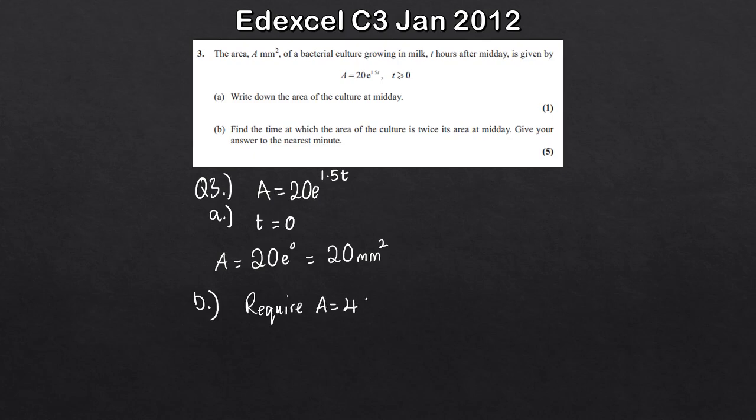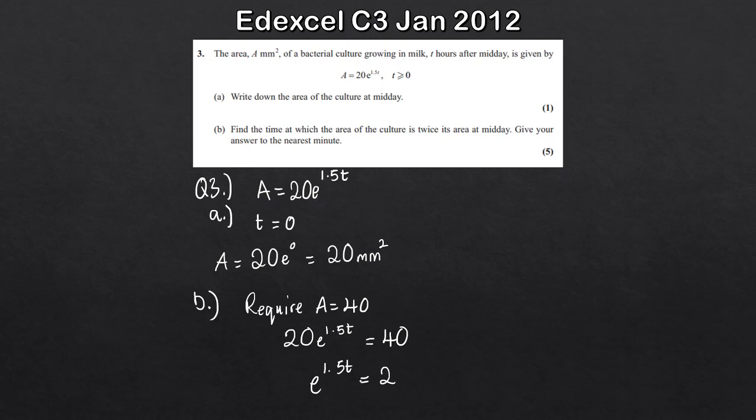So all I'm going to do now is use the equation that we've got and make it equal to 40. So that's going to be 20e to the 1.5t is equal to 40. Again, nice and easy. Divide through by the 20. So that gives me e to the 1.5t is equal to 2. 40 over 20 just gives me 2.